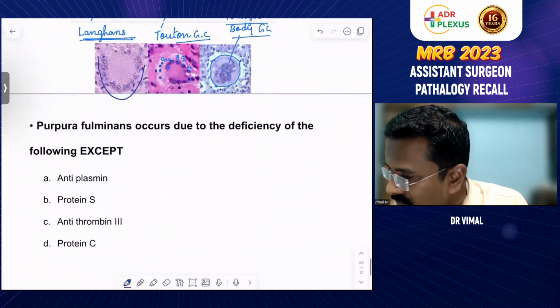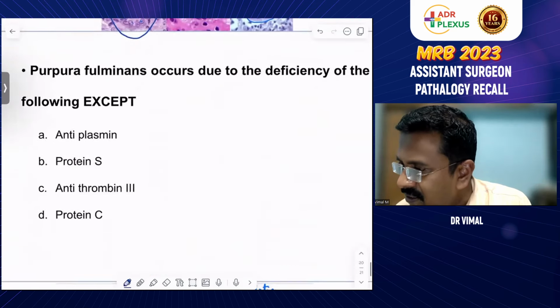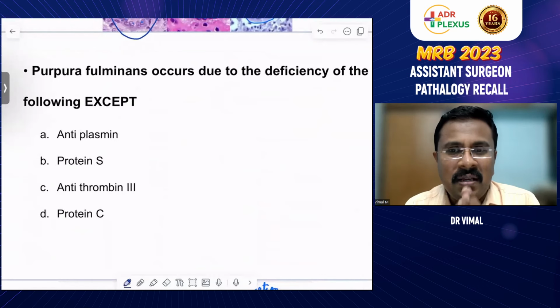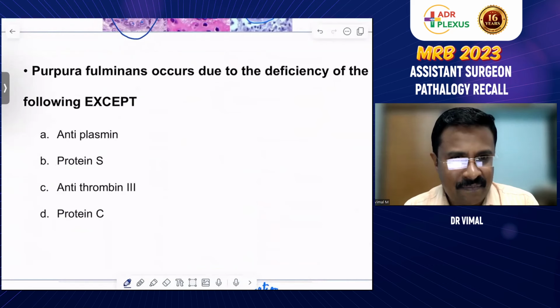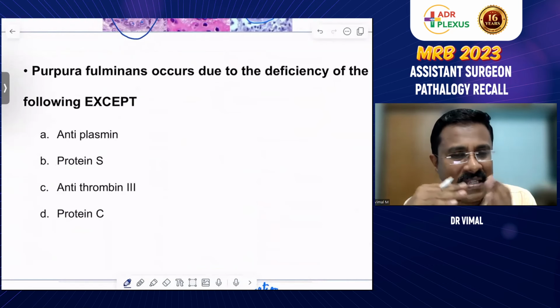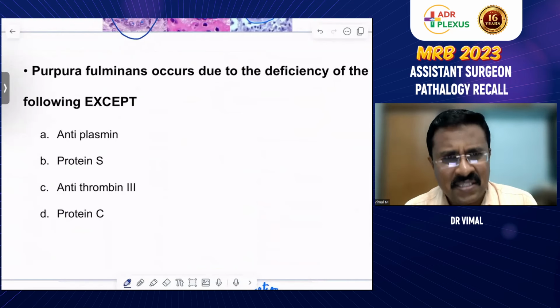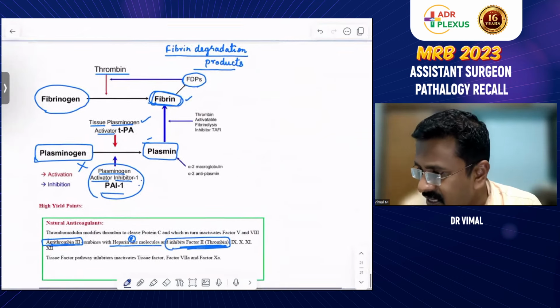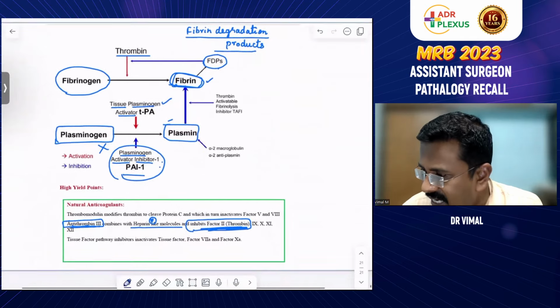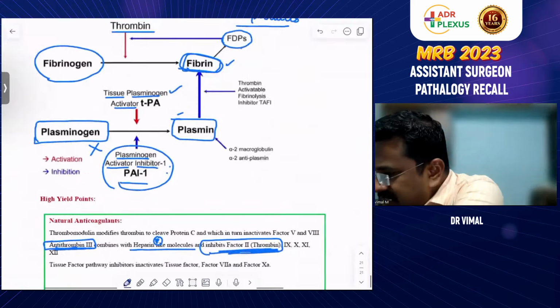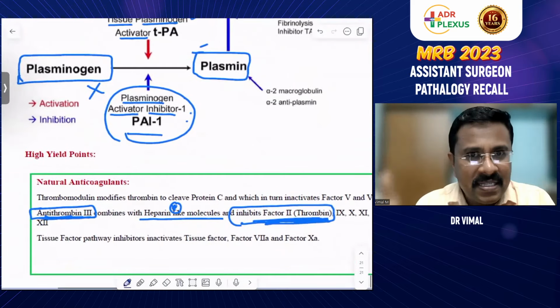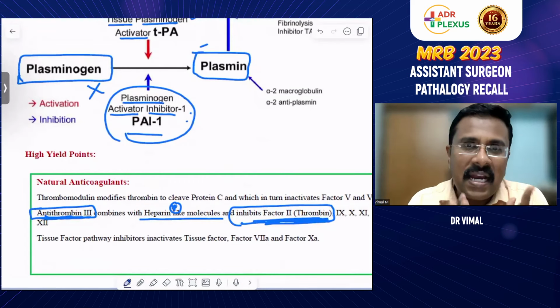Moving on to the next question: purpura fulminans occurs due to the deficiency of the following except. So purpura fulminans is a case of hypercoagulability and also necrosis of the skin. All this occurs due to deficiency of the naturally occurring anticoagulants. That is the essence of the hypercoagulability. As we have discussed in our workbook about these natural anticoagulants, what are they? Mainly protein C and protein S.